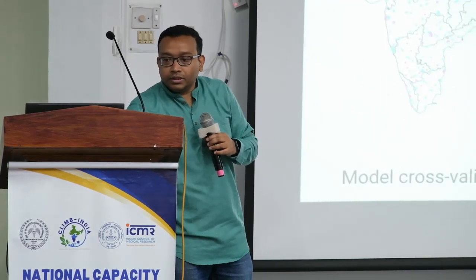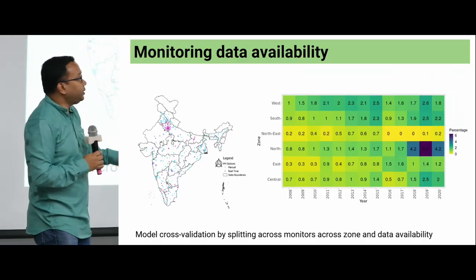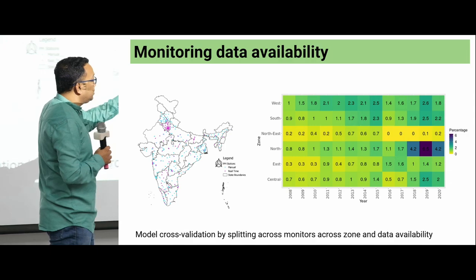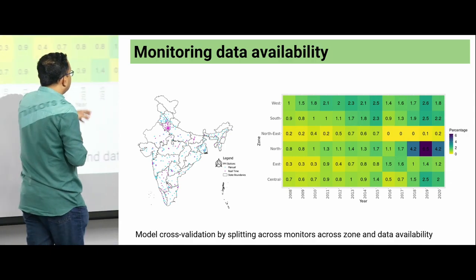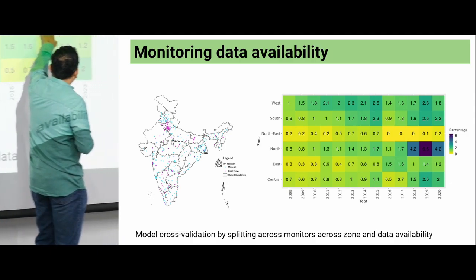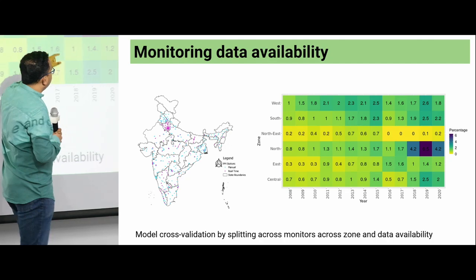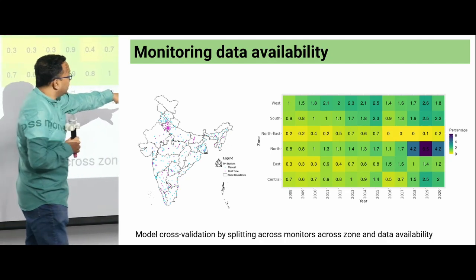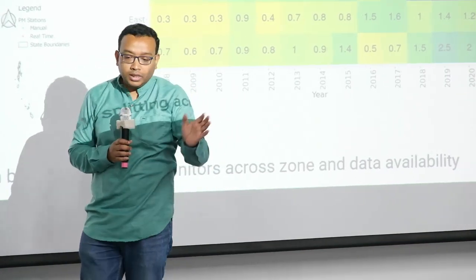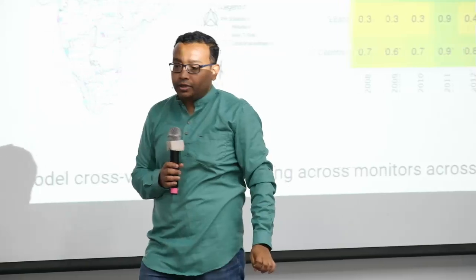So this is the same heat map but for PM 2.5. The darker colors mean you have more data. Again, the numbers are percentages. So this is around 15% of the data. 15% of the data comes from the north zone in the last 3 years. This was done from 2008 till 2020.